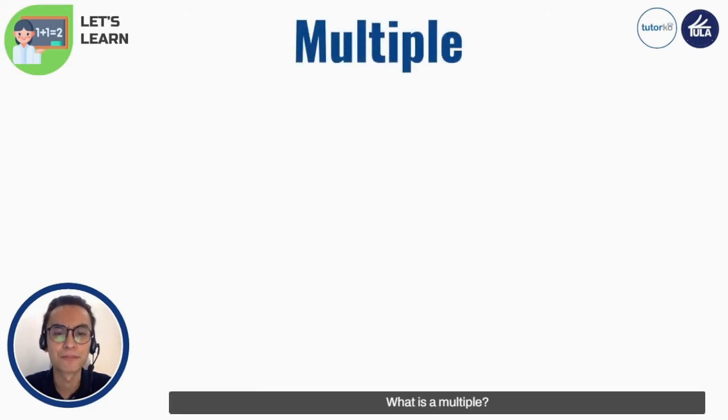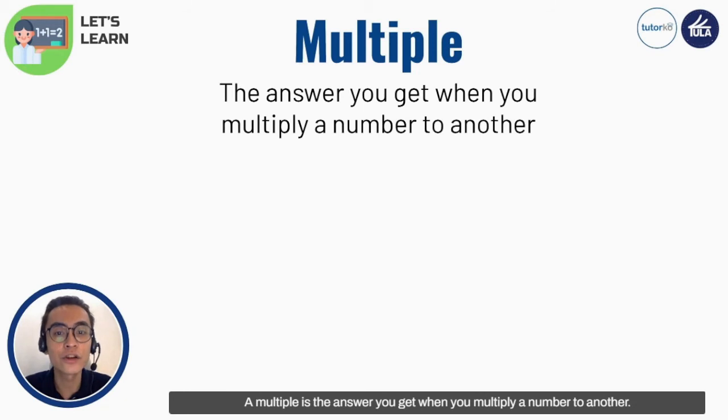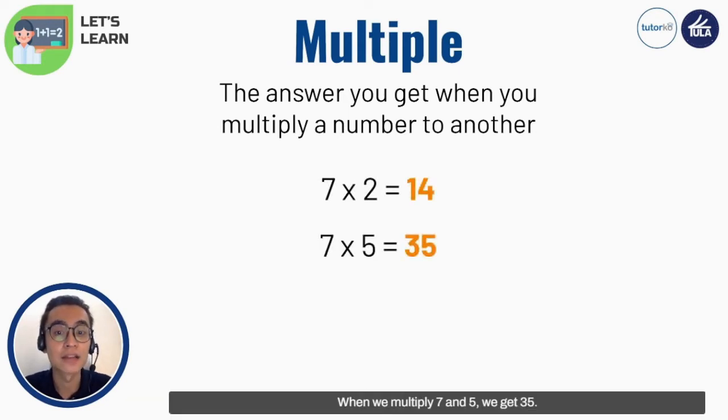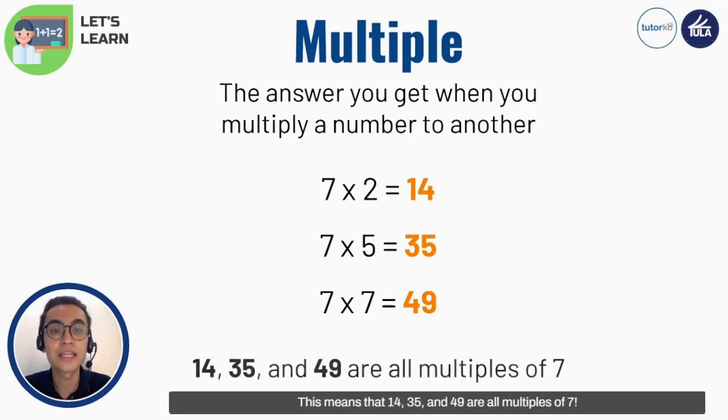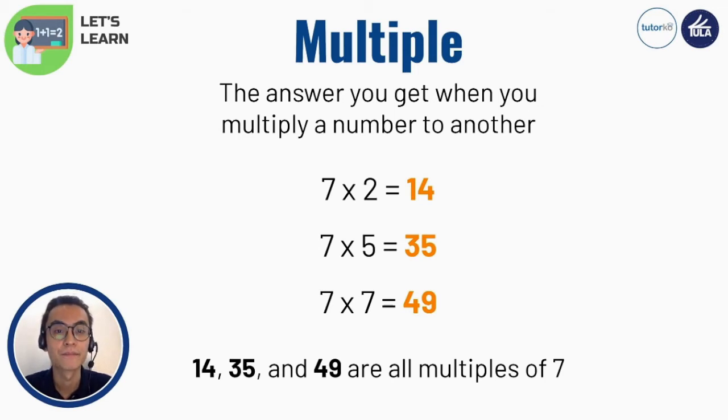What is a multiple? A multiple is the answer you get when you multiply a number to another. For example, when we multiply 7 and 2, we get 14. When we multiply 7 and 5, we get 35. And when we multiply 7 and 7, we get 49. This means that 14, 35, and 49 are all multiples of 7.